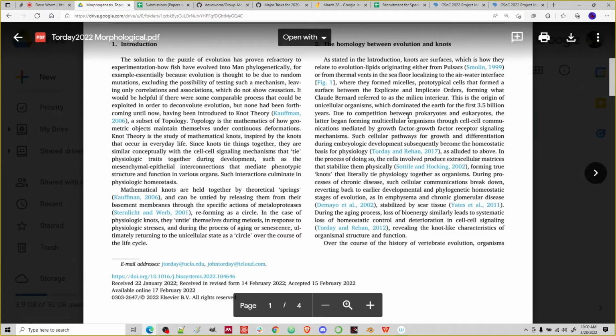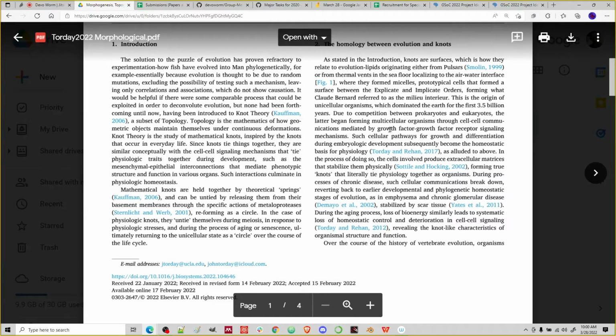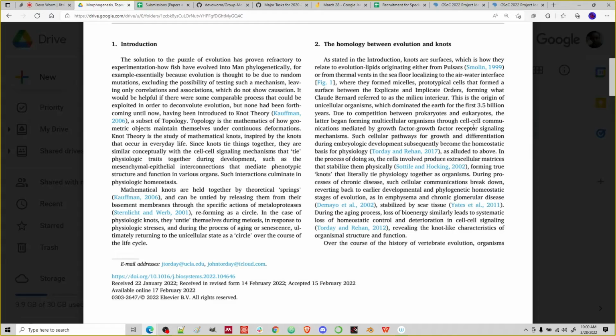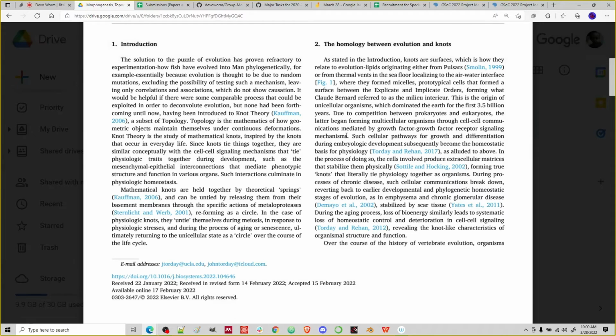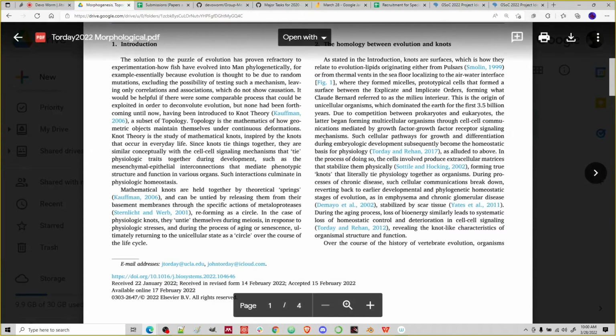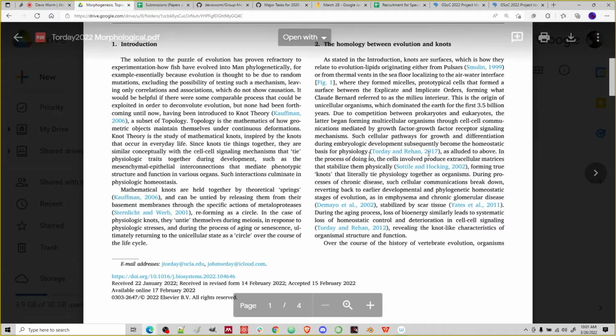Due to competition between prokaryotes and eukaryotes, the latter began forming multicellular organisms through cell-cell communications, mediated by growth factor receptive signaling mechanisms. So it's just that cells are signaling one another with what they call growth factors. Such cellular pathways for growth and differentiation during embryologic development subsequently became the homeostatic basis for physiology.